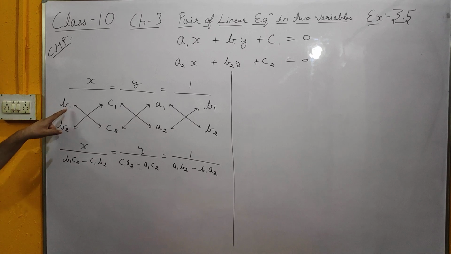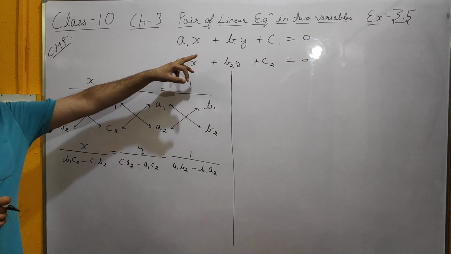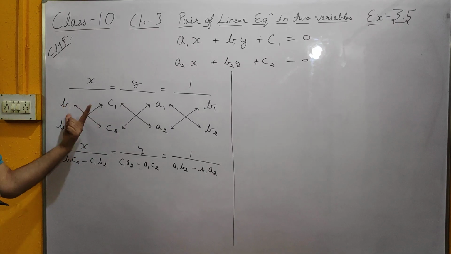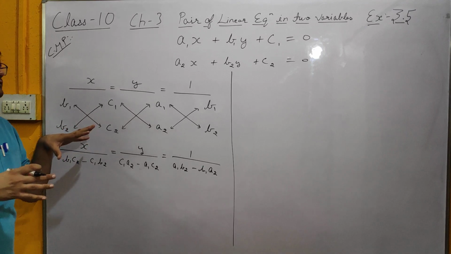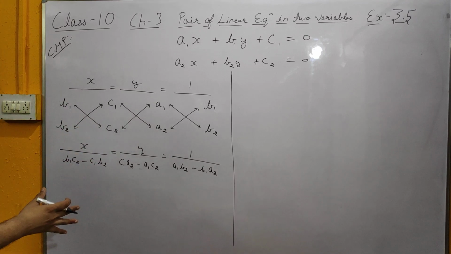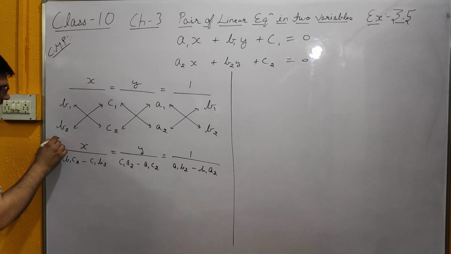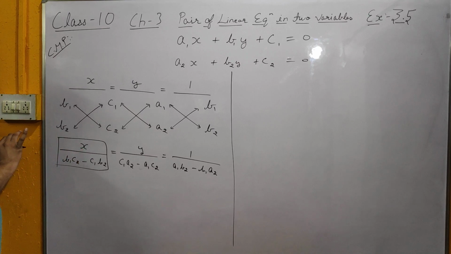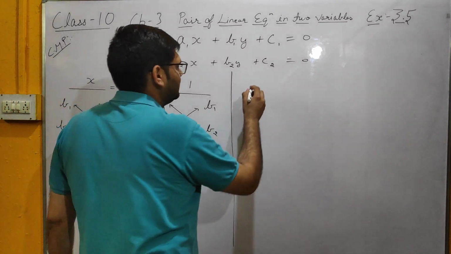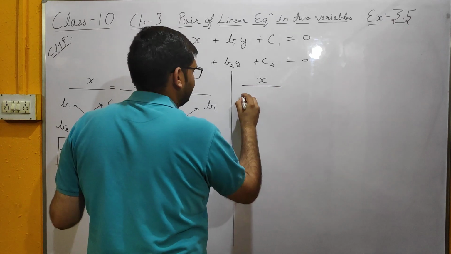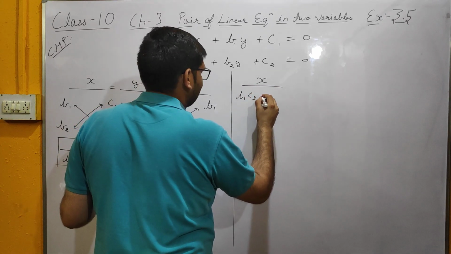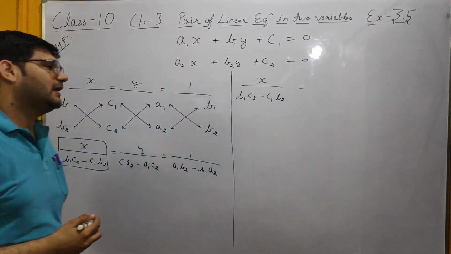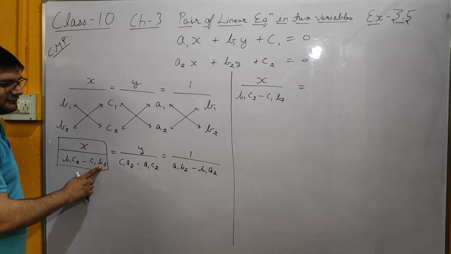So instead of b1, c1, a1, b1, we need to put the values from these equations, and then we will multiply them in the cross method, and then we will subtract them. So this is why we call it the cross multiplication method. Now what we will do, after solving this, we will equate it: x by b1 c2 minus c1 b2 by what? See, these are the integers, these are the values.